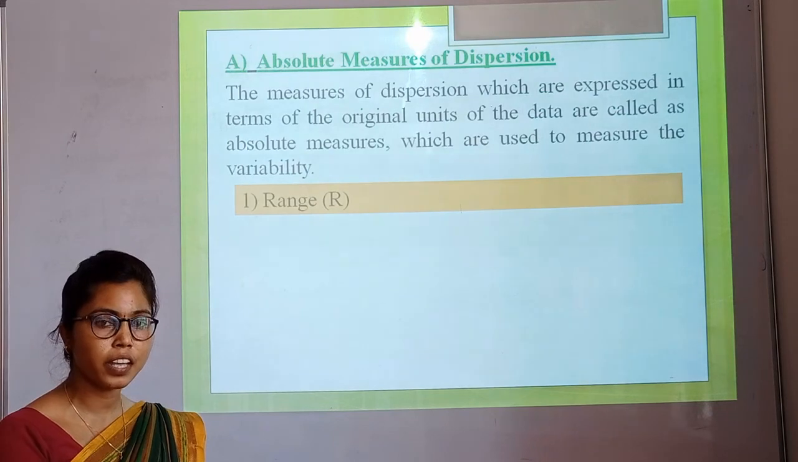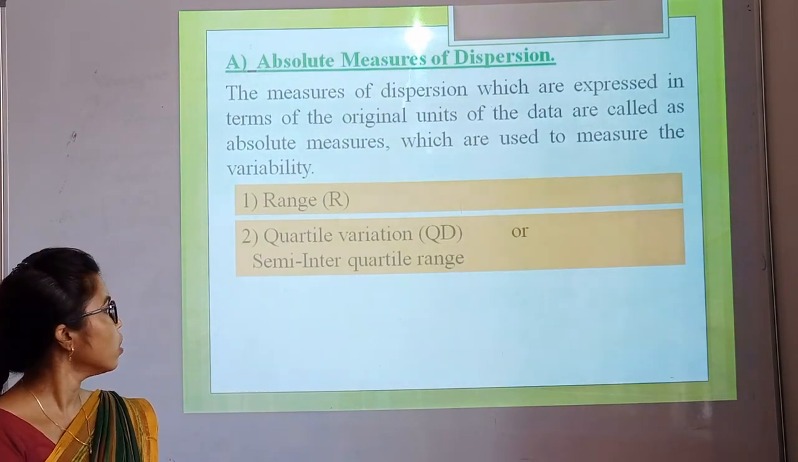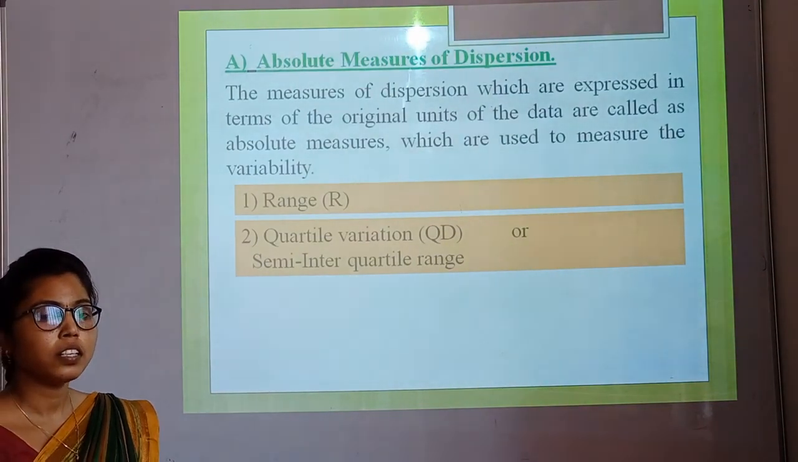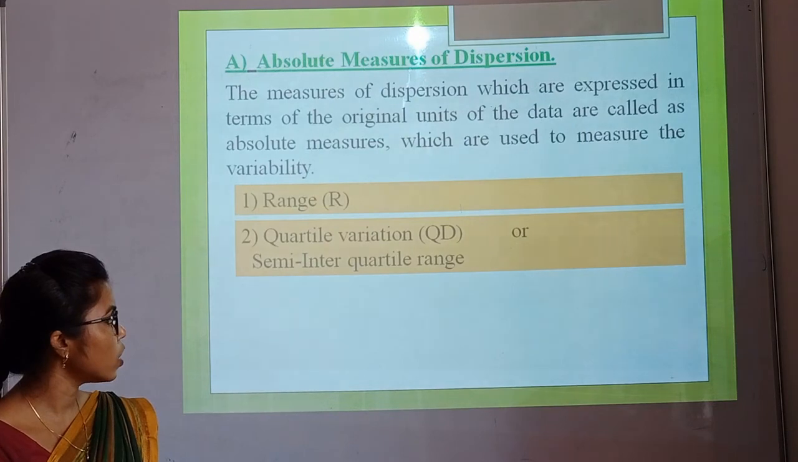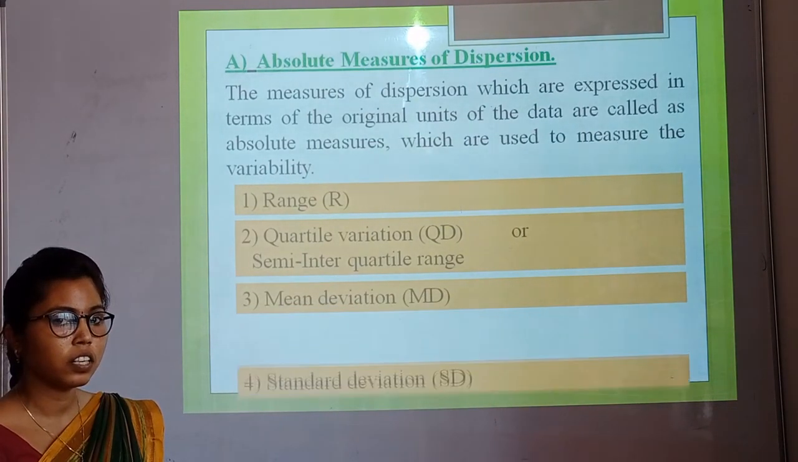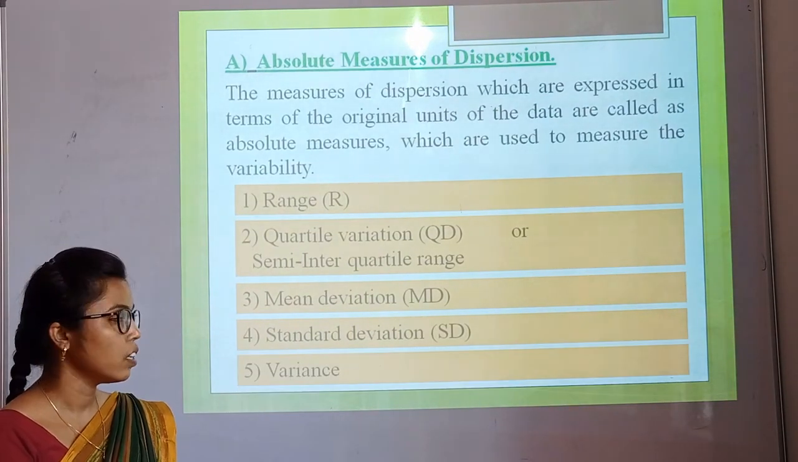There are some points under absolute measures of dispersion. First is range, denoted by capital R. Second is quartile deviation, also known as semi-interquartile range. Third is mean deviation. Fourth is standard deviation. And last is variance.